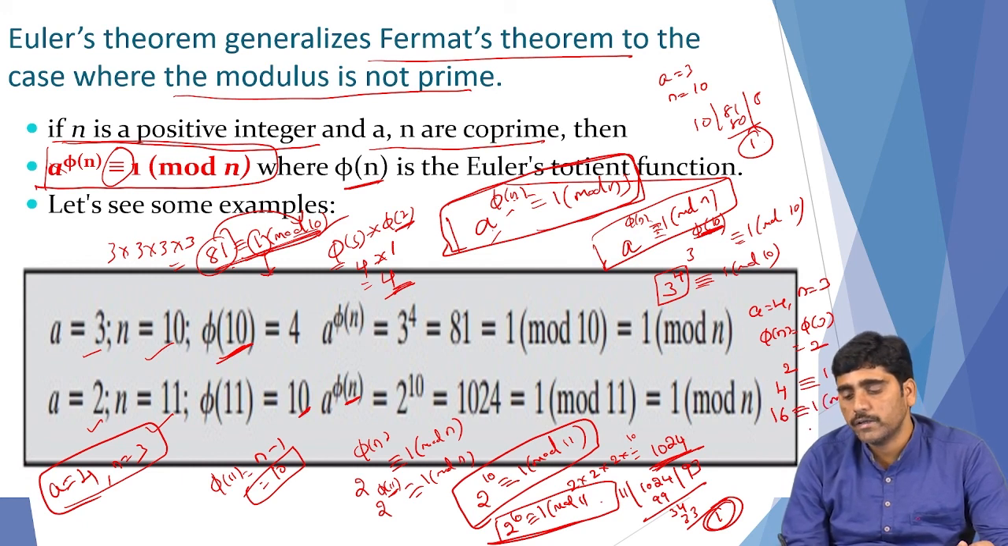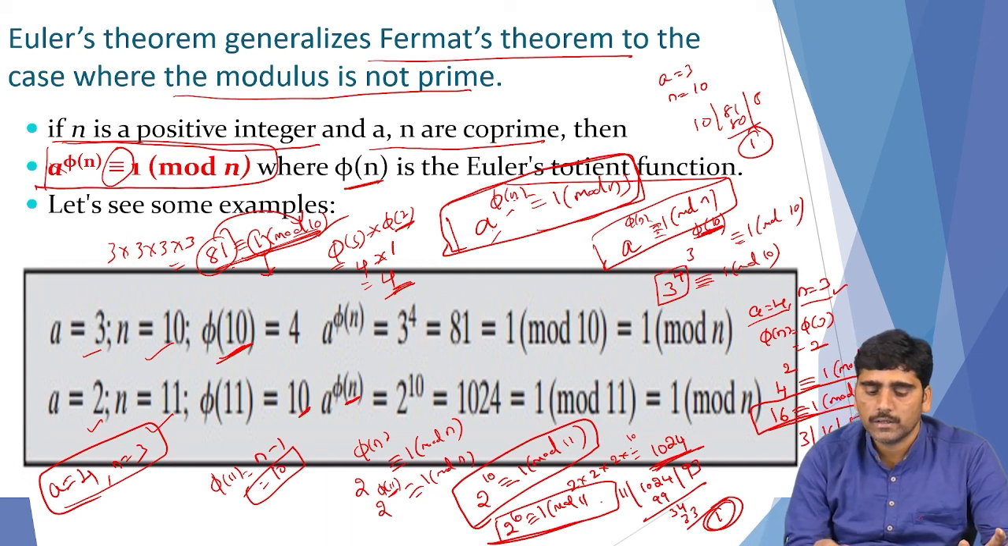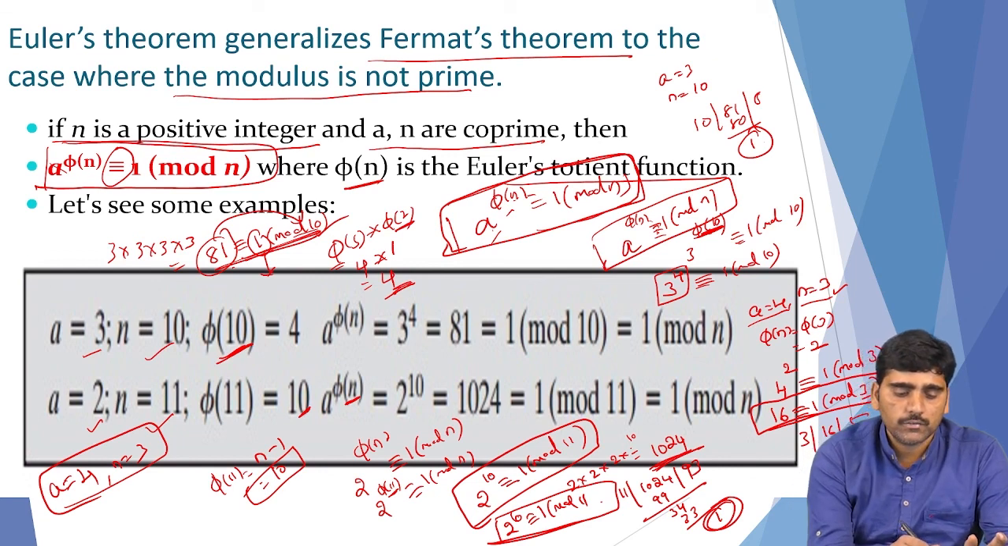See, let's divide here. So 3 is here and 16 is here. 3 fives are 15 and the remainder is 1. So 16 is congruent to 1 mod 3. So definitely it's satisfied where a equals 4 and n equals 3. It's satisfied definitely. Similarly, you can take another value, suppose a equals 5 and n equals 3.